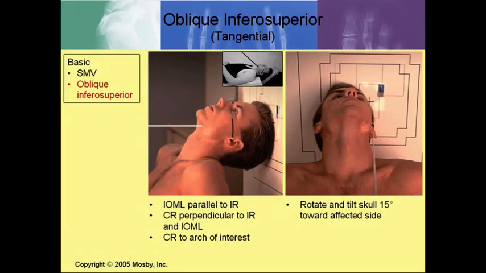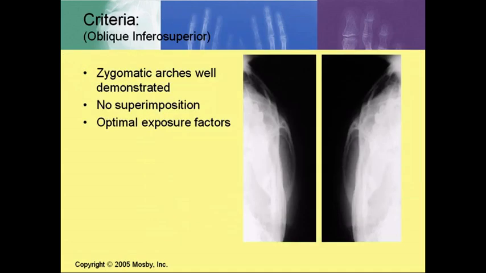And so we will start from that SMV position, and we will be rotating. I would suggest you rotate first and then tilt, and then we'll be looking for the nice shadow over here. So infraorbitomeatal line parallel to the IR, central ray perpendicular to the IR, and the IOML centered to the area of interest. And we can see here, while we're looking at this, you can see the nice zygomatic arch free of superimposition.